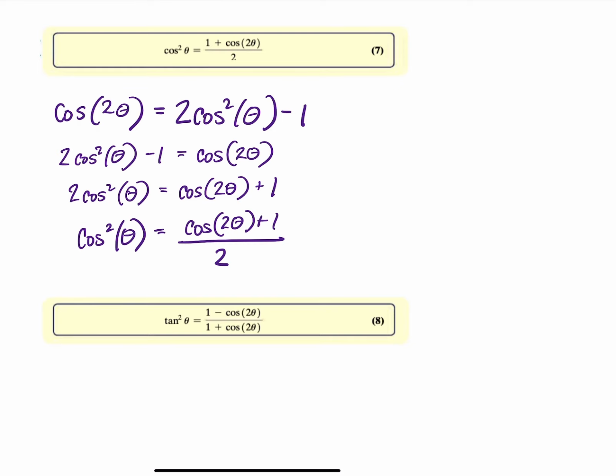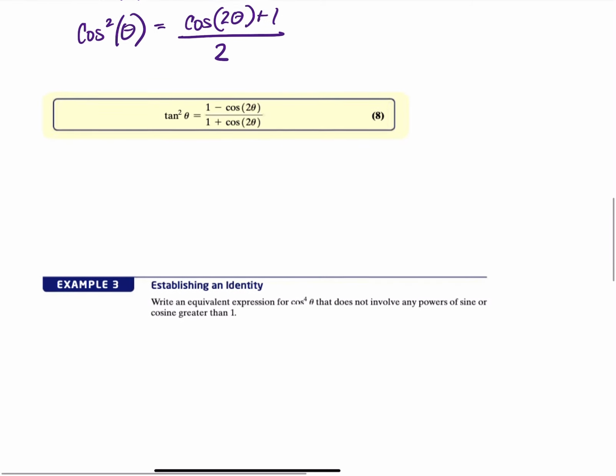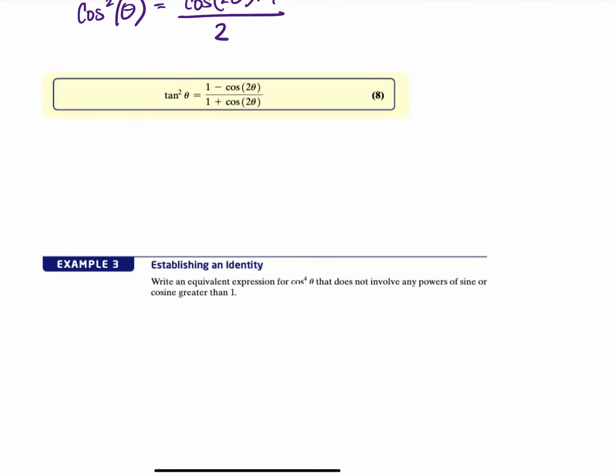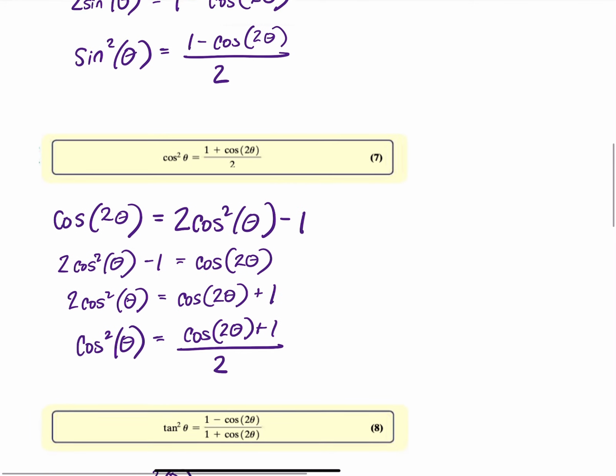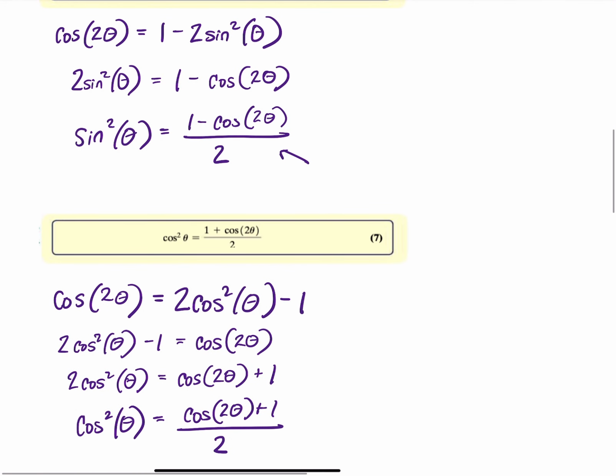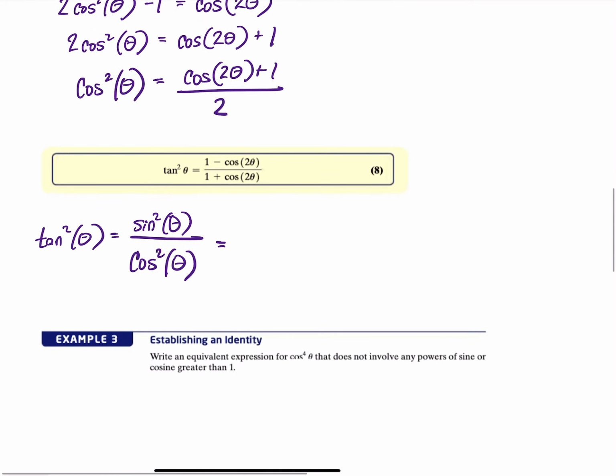And then let's do the same for the tangent as well. Here we can use what we just built. If we see the tangent squared as sine squared over cosine squared, so we said earlier sine squared can be replaced with 1 minus cosine 2 theta over 2. So let's plug that in.